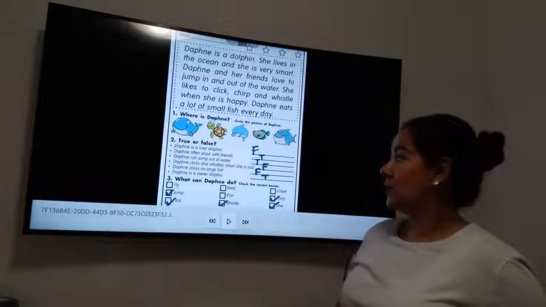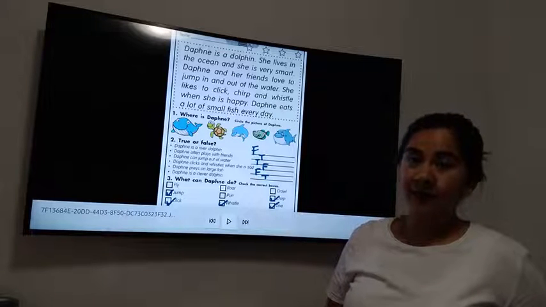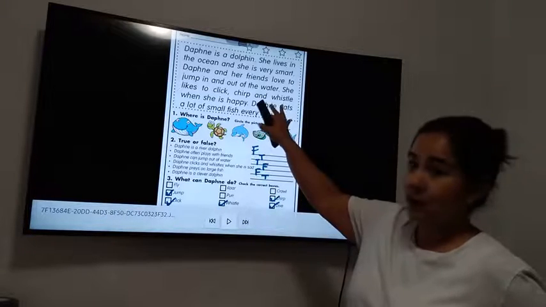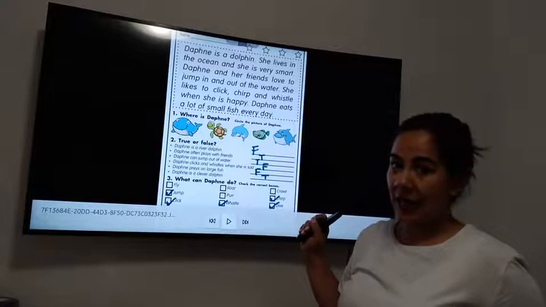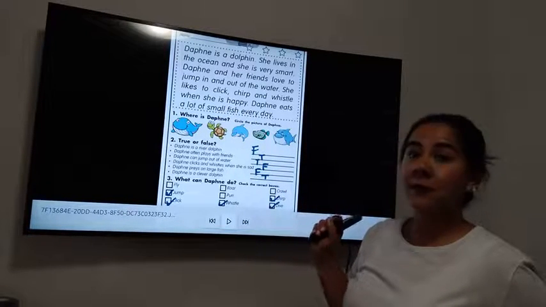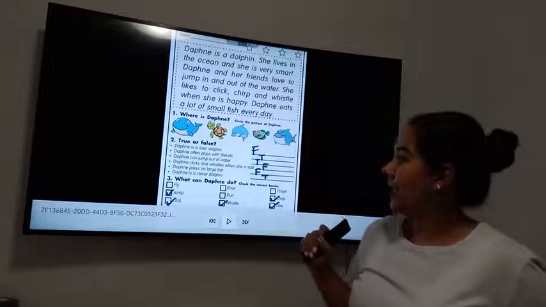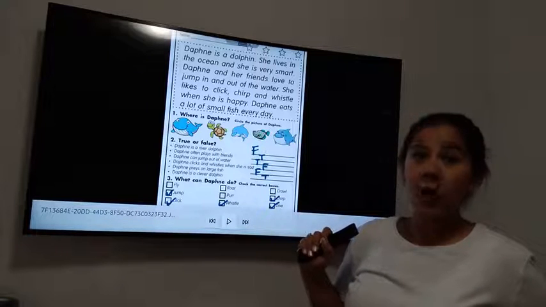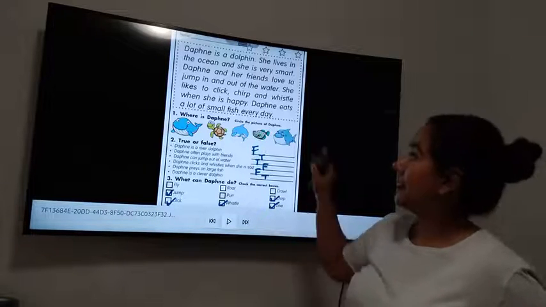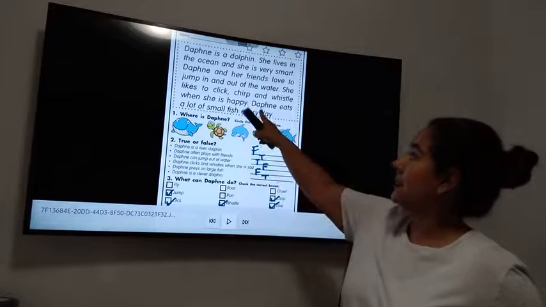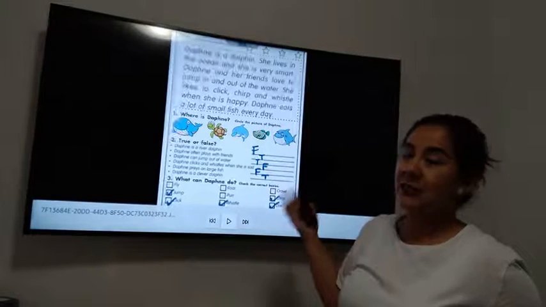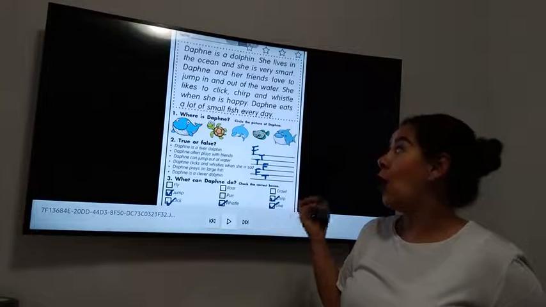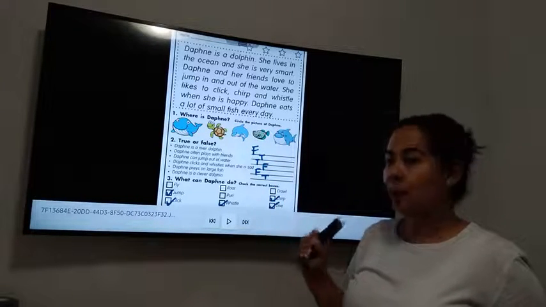Statement number 4. Daphne clicks and whistles when she is sad. That is also false because that's what she does, but whenever she feels happy, not sad. Okay, that's why that statement is false. Then we have, Daphne preys on large fish. It is false because the reading says Daphne eats small fish. Okay, so she doesn't like to prey on big fish but small fish.